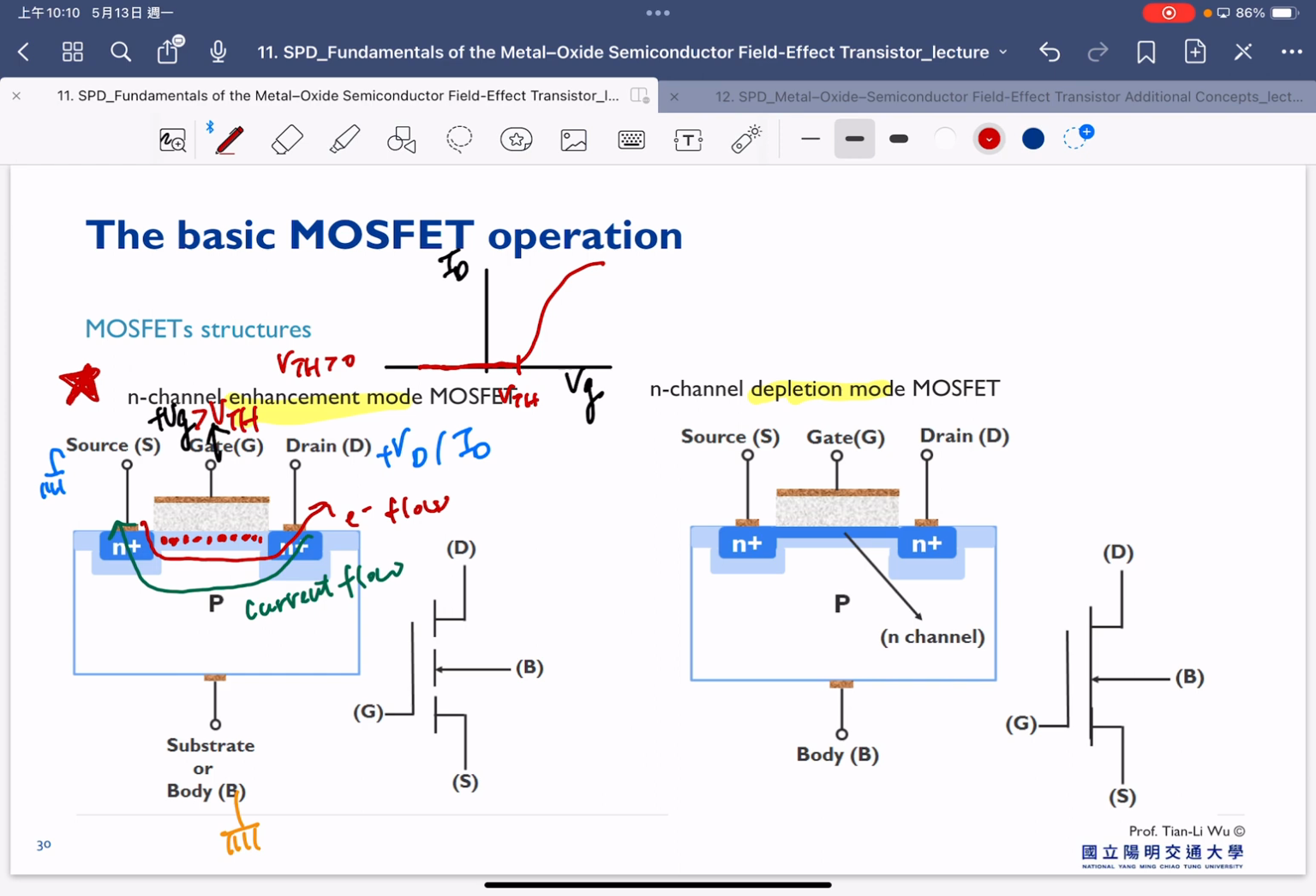What does enhancement mean? Enhancement means that we do something to enhance the current. We do something to enhance the carrier density. So what we are doing here, we increase our gate bias to enhance the current density. So that's why here we call this an enhancement mode MOSFET. And on the other hand, we also have the one that we call a depletion mode. It's shown here. Depletion mode is actually another operation, but from this device schematic, there's one difference: you can see the blue one here. The blue one is the channel, so that means the channel here already exists even if we don't apply any bias.